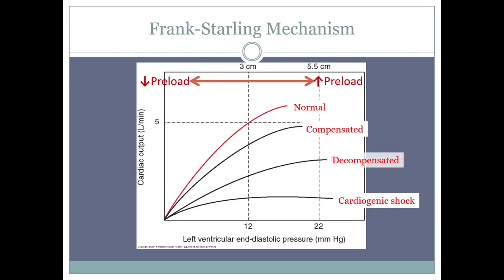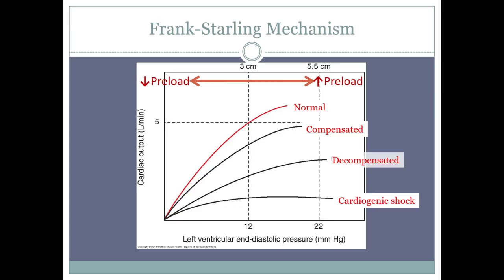Again, it's done at the cost of oxygen demand and potentially impacted by the ability to supply that. Okay? So this is the Frank-Starling curve again, just a slightly different version. Again, we have cardiac output here on the y-axis and our preload basically on the x-axis, which is again left ventricular end-diastolic pressure, but we'll interpret that as a volume.